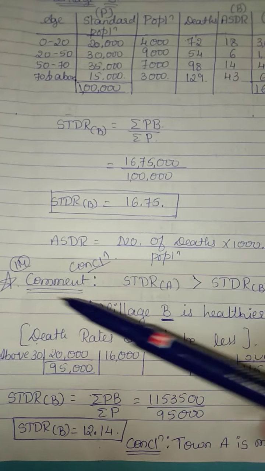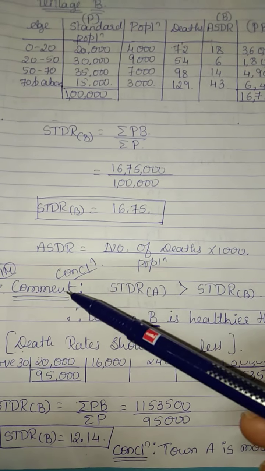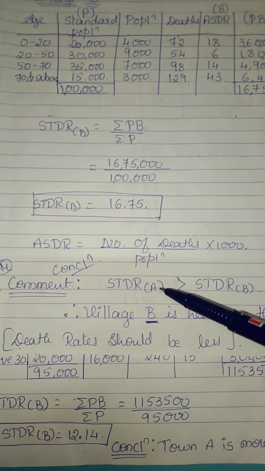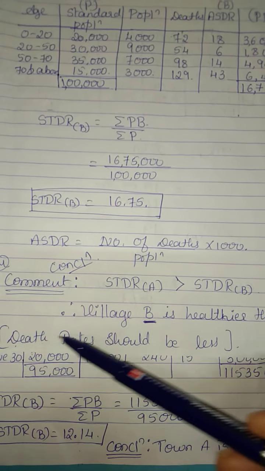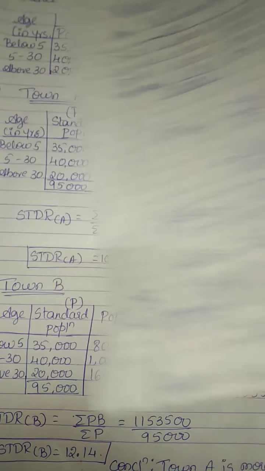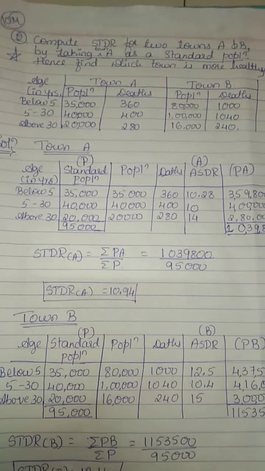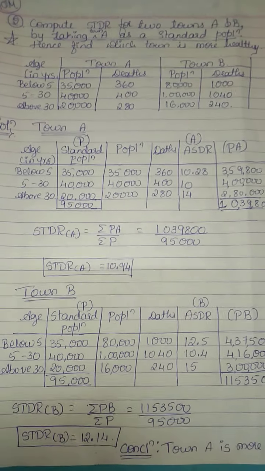This comment carries marks here. It may be 1 mark or 2 marks sometimes. It carries marks, so you have to write it compulsorily. I have written here that death rate should be less. That complete example carries 10 marks.